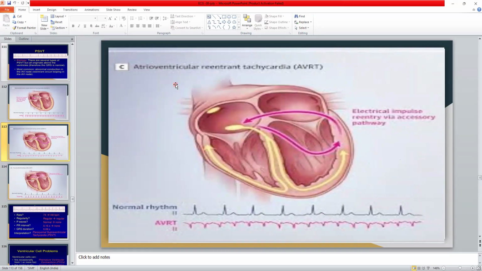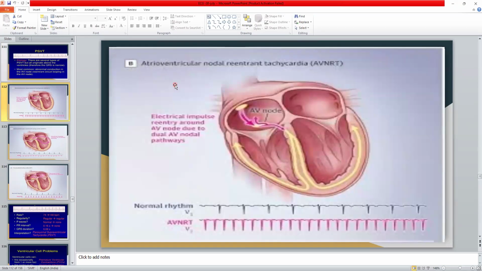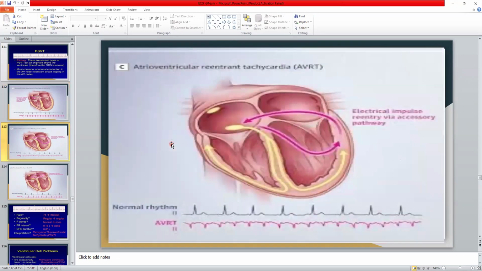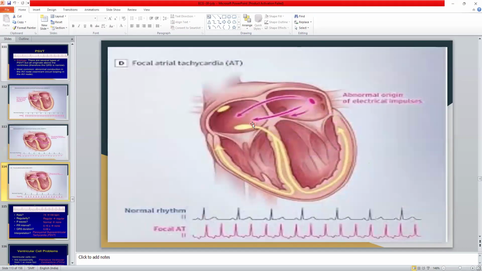Initially, in the atrioventricular nodal reentrant tachycardia, there are dual AV nodal pathways. Whereas in this, there is an accessory pathway present above the bundle of His, that is, above the ventricular activity.